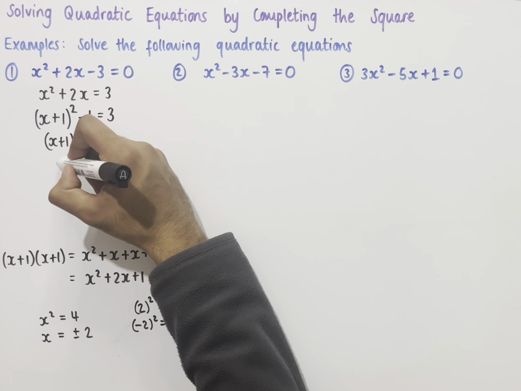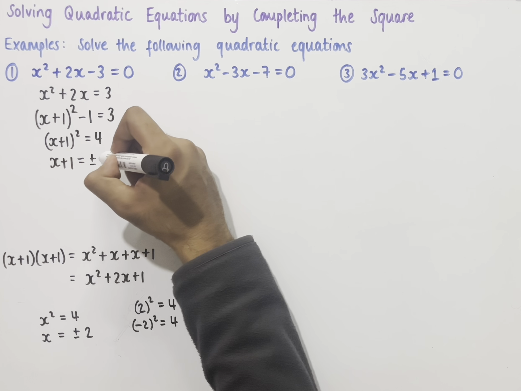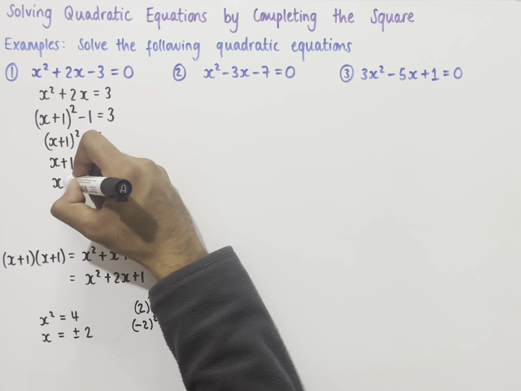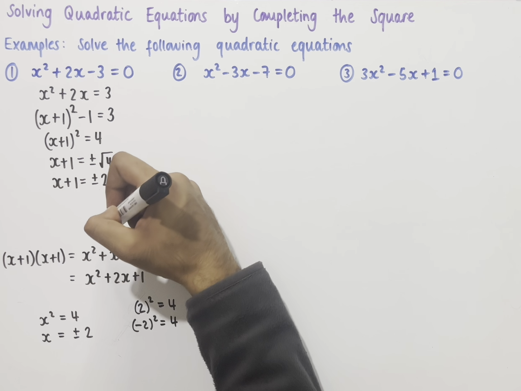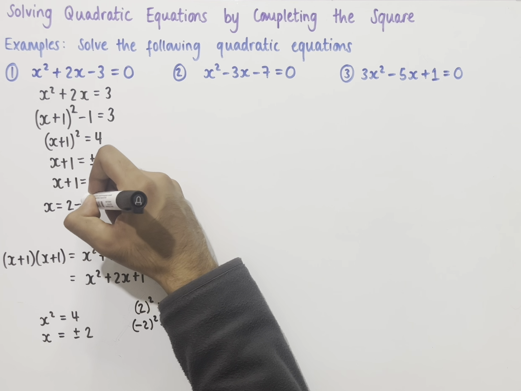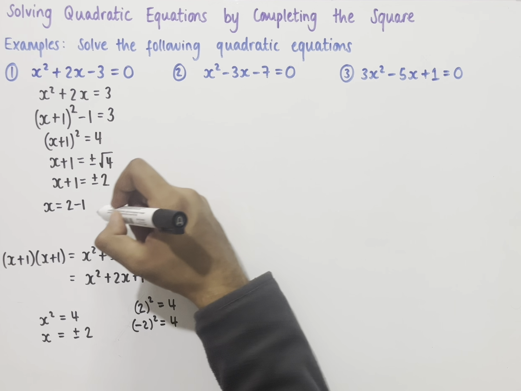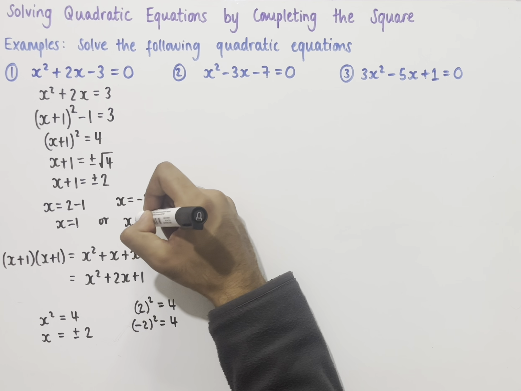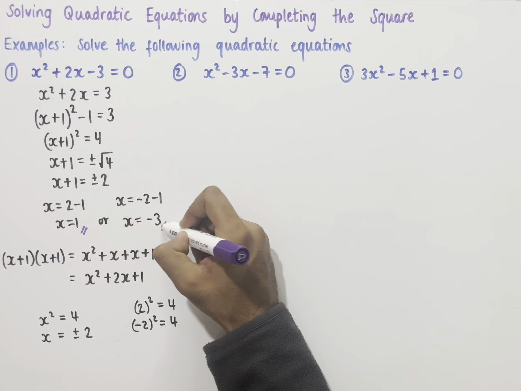So square rooting both sides, we now end up with x plus 1, which equals plus or minus the square root of 4. And the square root of 4 is 2, so we can simplify this to x plus 1 equals plus or minus 2, and so we end up with two solutions, the first being x equals positive 2 minus 1, and the second being x equals negative 2 minus 1. If we simplify these, we get x equals 1 or x equals minus 3. These are the two solutions to the first quadratic equation here.